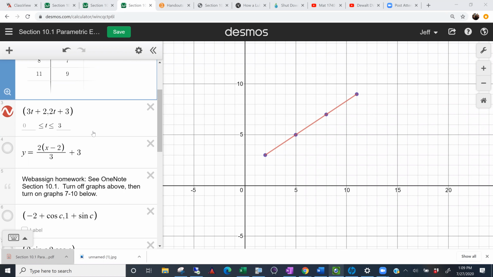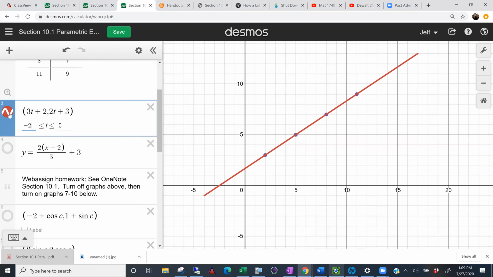Let me do one other thing here. Suppose instead of 3 for the maximum for t, what if I did 5? Oh, then it goes farther. What if I did -2? Then it goes farther still. So I can make this go as far as I want just based on the values of t that I choose. And of course, if I eliminate the t, then I can just get everything.